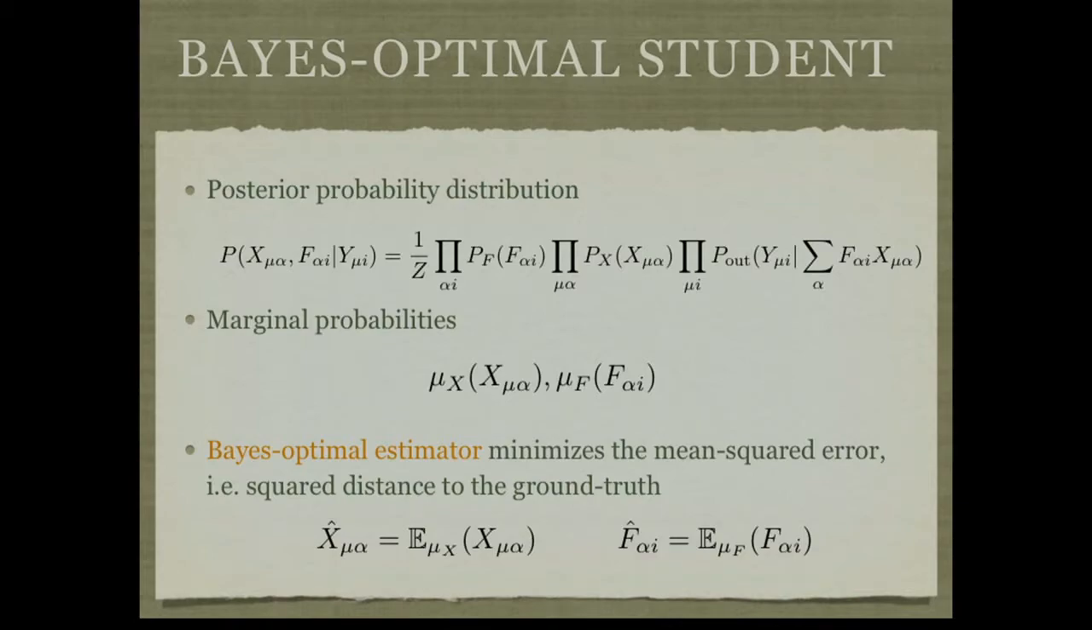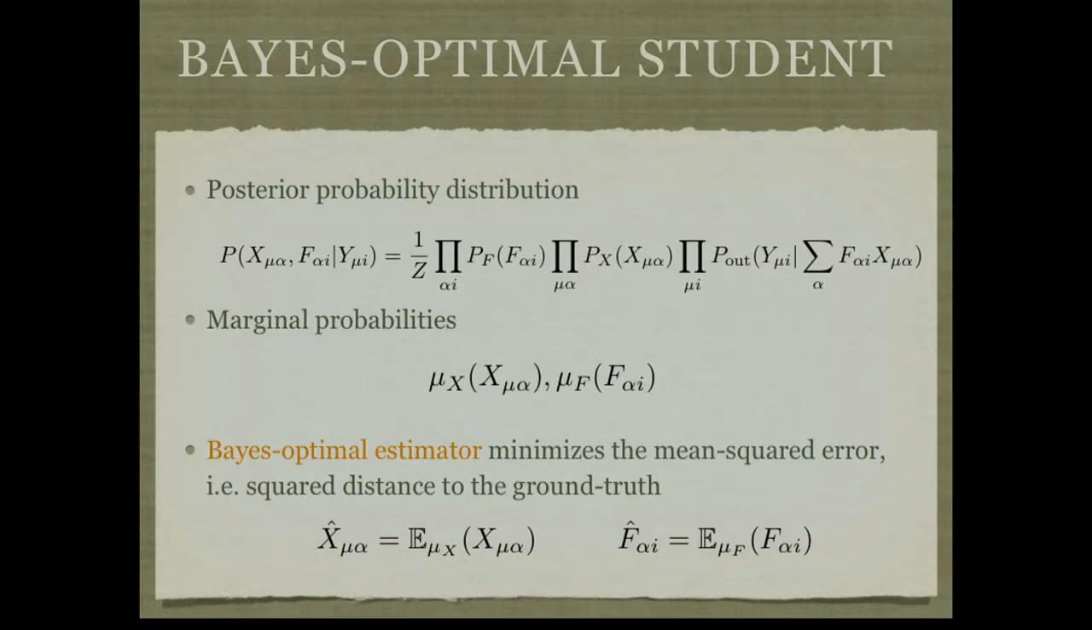And the optimal way then to estimate X and F that will be, in the mean square error, closest to the true one is to take marginal probabilities of this posterior and take the means of these marginal posteriors. That's the Bayes optimal estimate. This is like page 30 of some Bayes inference book. So we know what to do in principle.